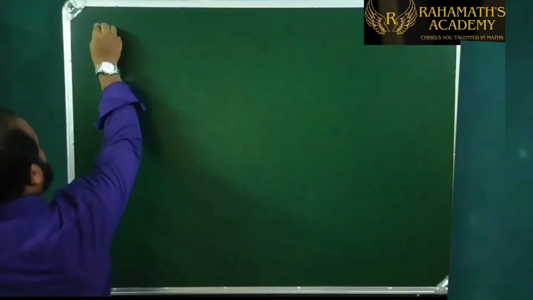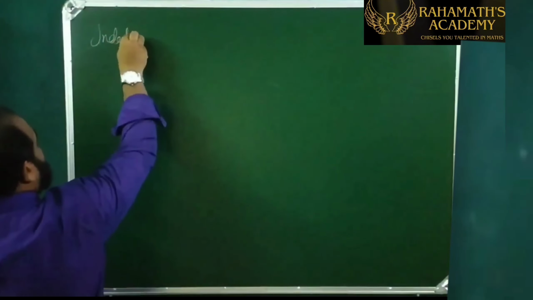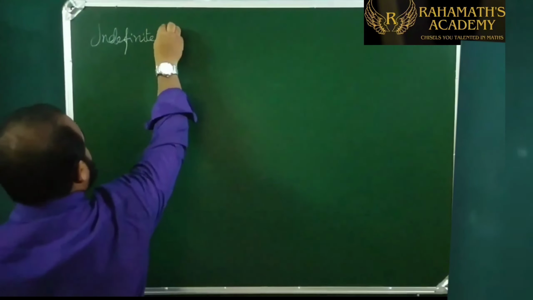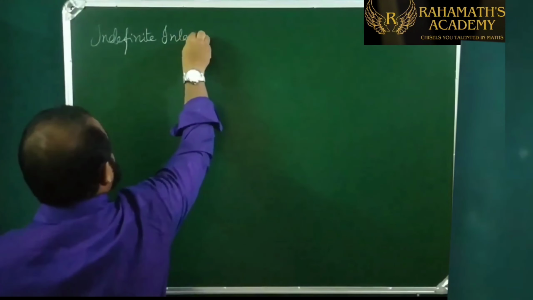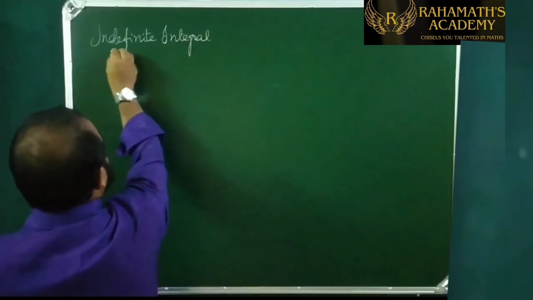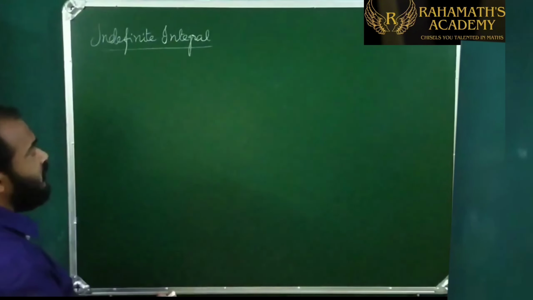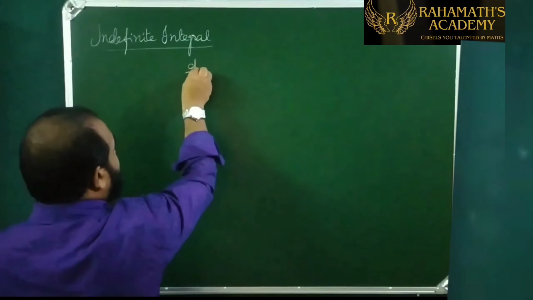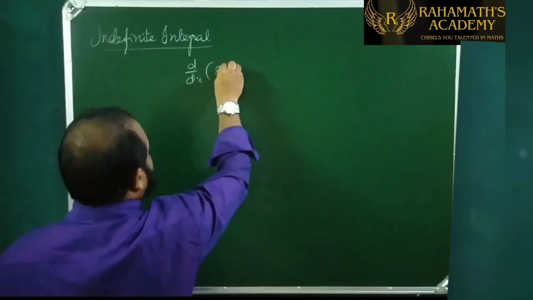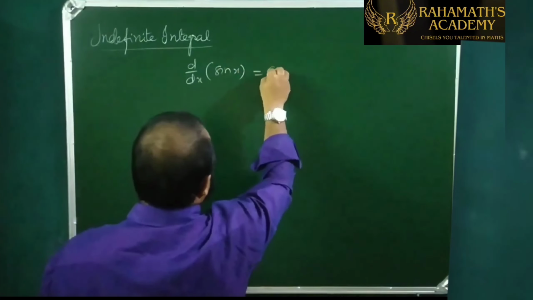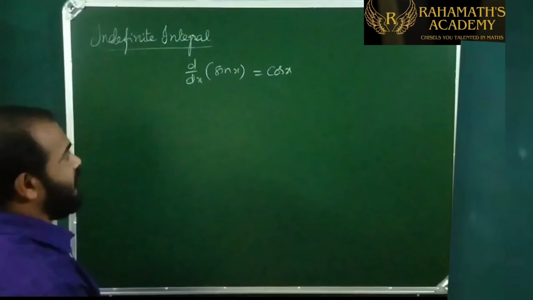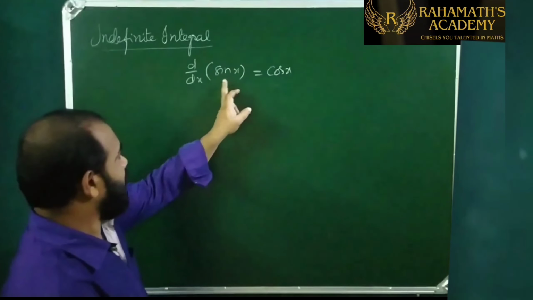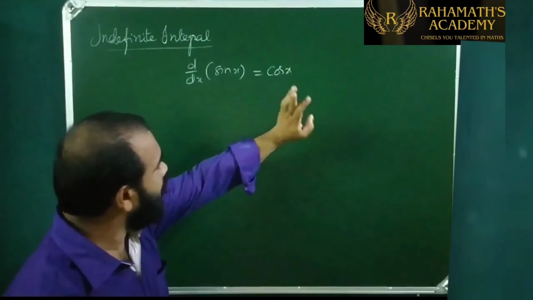So, indefinite integral. Let us suppose d by dx of sin x is equal to cos x. This we knew earlier in the first year. d by dx of sin x is equal to cos x.